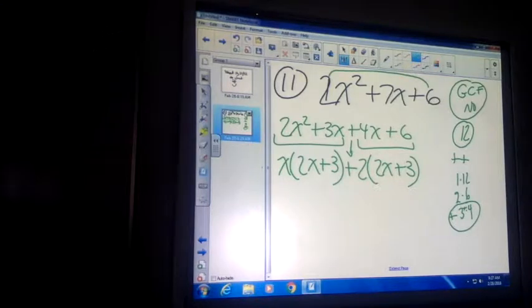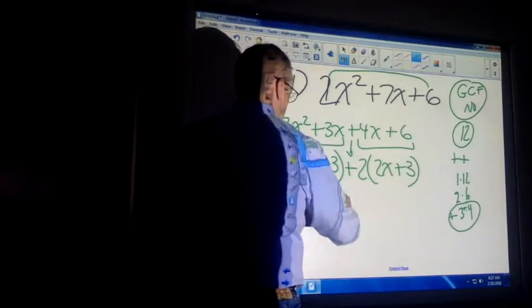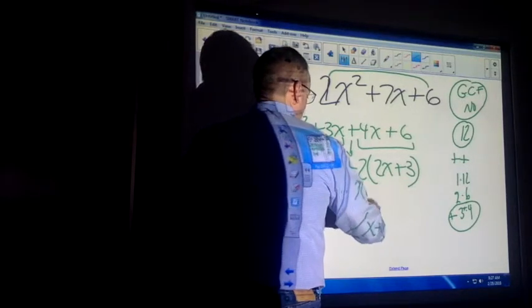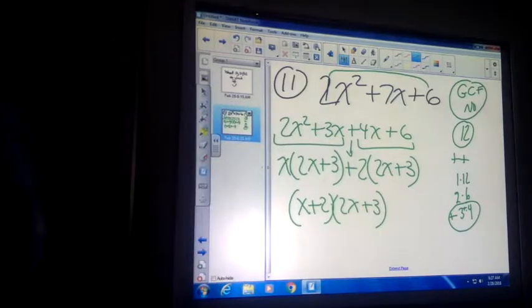What is my result answer going to be? X plus 2 times 2x plus 3. And is it the same if I flip-flopped it? Could I write 2x plus 3 and x plus 2? Absolutely. What else have we come across on these worksheets? Look on the front side first before we go back.